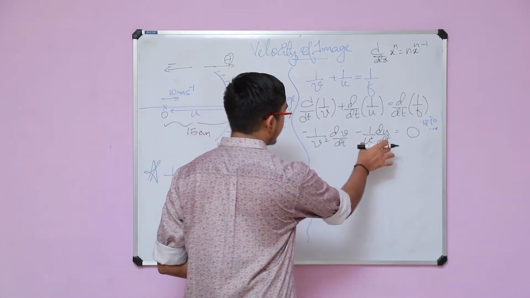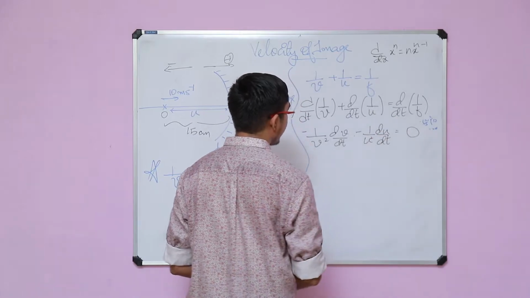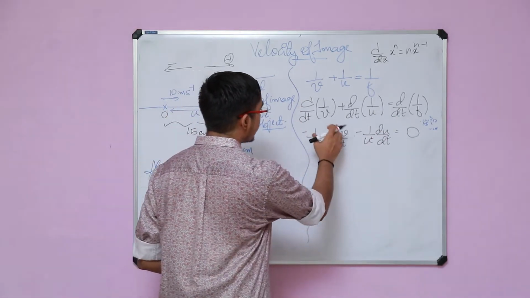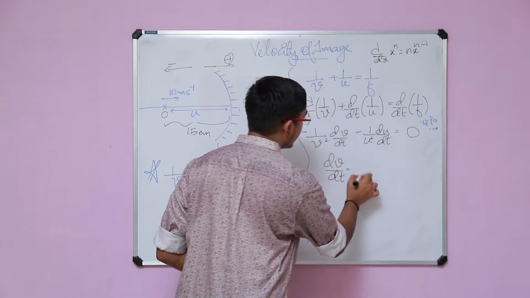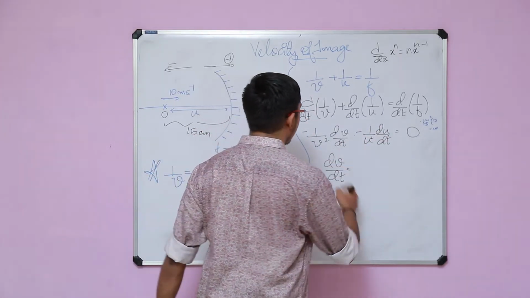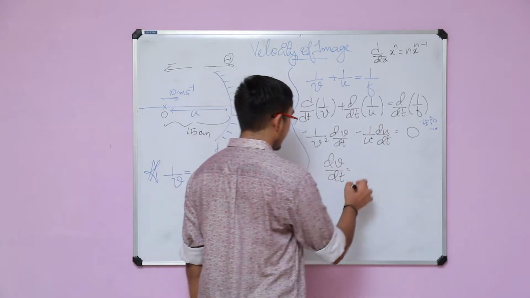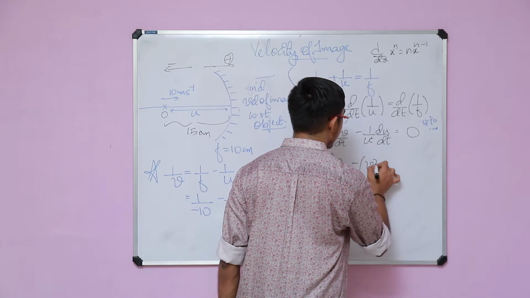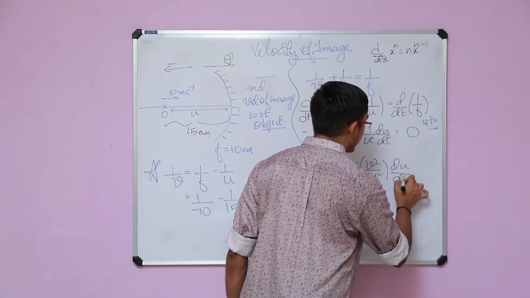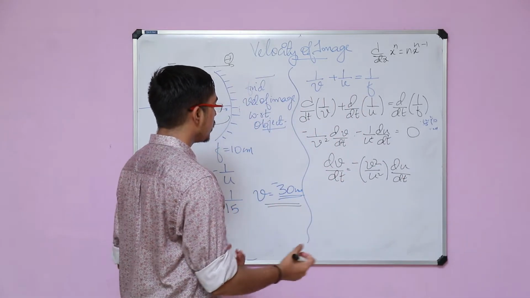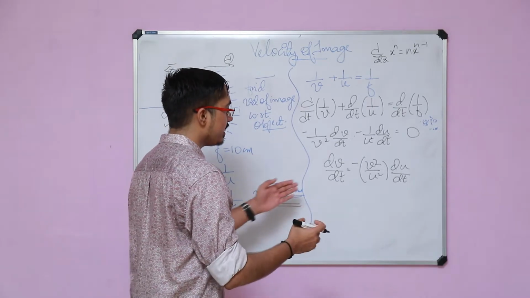Now, what you do is that you will just transpose this term to the other side and you will be taking the value of dv by dt, isn't it? So, when it goes to the other side, it becomes plus, and this negative v square will go there. So, that will be minus of v square by u square du by dt. Now, what we need to do is to substitute the values, to plug in the values over here.